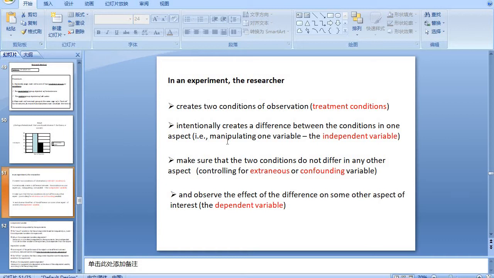This difference is called the independent variable. In other words, you manipulate the independent variable. In the last example, you manipulated the type of injections given to the rats. And then, really important, you have to make sure the two conditions or the three conditions do not differ in any other way. You have to control for a confounding variable or extraneous variable. And then you observe the treatment effects on the dependent variable.